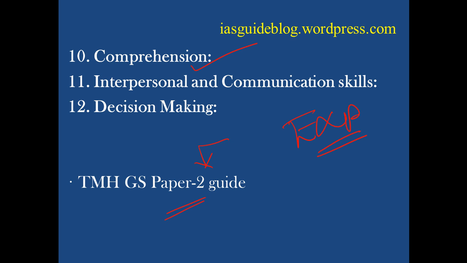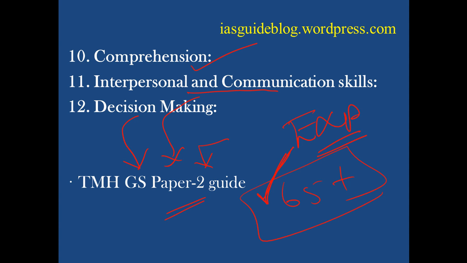In this, 65 plus comprehension passages have been covered very nicely. Very tough comprehension is there, but you should solve this type of comprehension, so that when you go and sit in the UPSC exam, the comprehension section becomes very easy for you. Interpersonal and communication skills they have covered in this book. Decision making they have covered in this book, more than sufficient for all these three concepts. Only one book is more than sufficient.